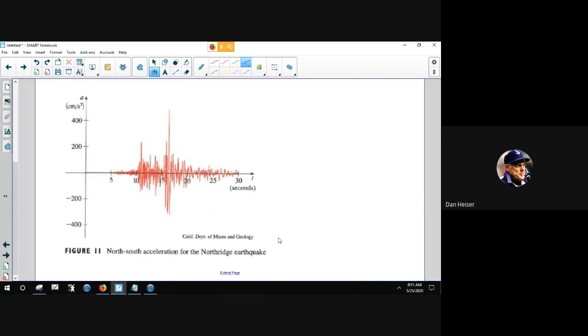Oftentimes, a verbal model is just describing a graph in words. That's a verbal model of a function. What do you see? Or put what you see into words. That's all a verbal model is. We started with a visual model of earthquake data. I just gave you a verbal model. How about a numerical?